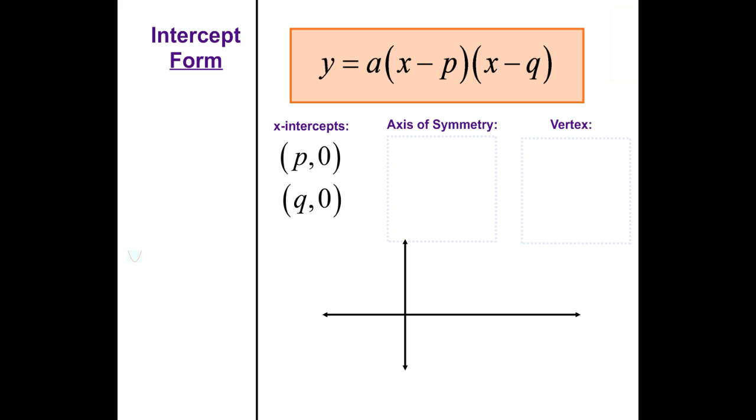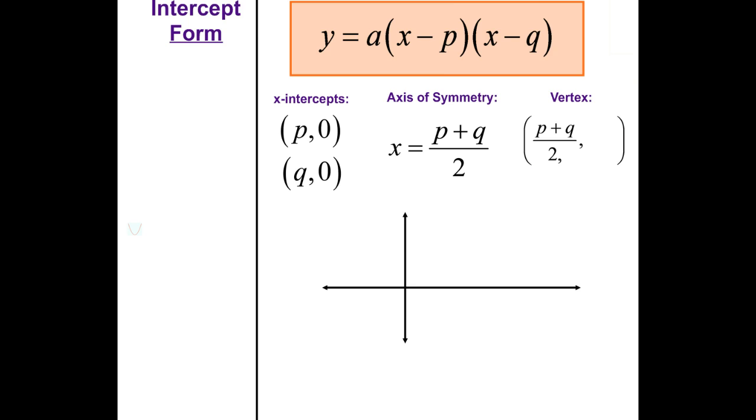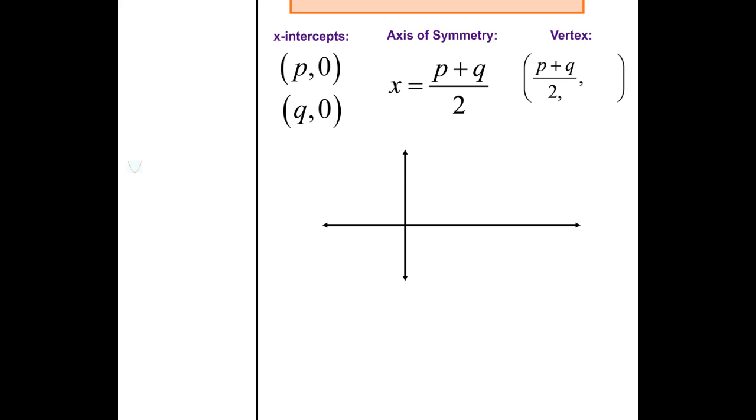The axis of symmetry is going to be p plus q divided by 2. So really what I'm doing is finding halfway in between my p and my q value. Last thing is we need to find our vertex, and to do that we plug in p plus q divided by 2. So we plug in our axis of symmetry just like we did with standard form, and we find our y value.